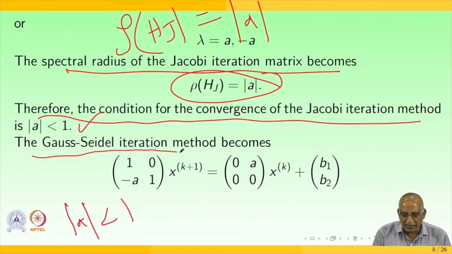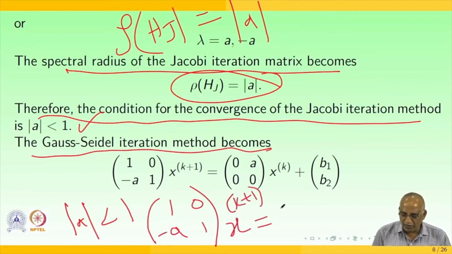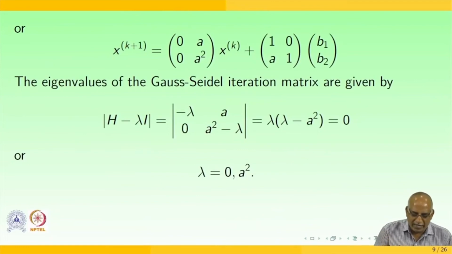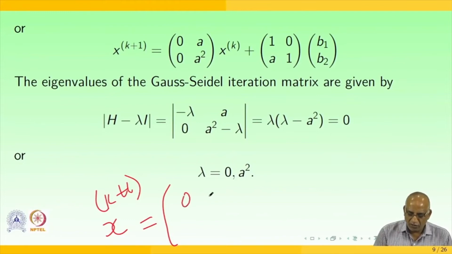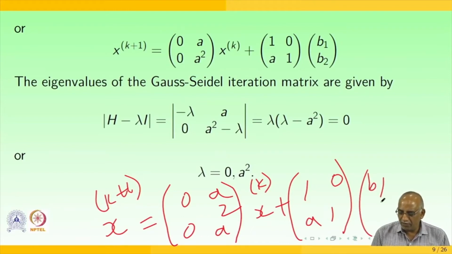The Gauss-Seidel iteration method becomes [1 0; minus a 1] multiplied with x of k plus 1 will be equivalent to [0 a; 0 0] x of k plus [b1 b2]. Or you can write it as x of k plus 1 will be equivalent to [0 a square; 0 a] multiplied with x of k plus [b1 b2].